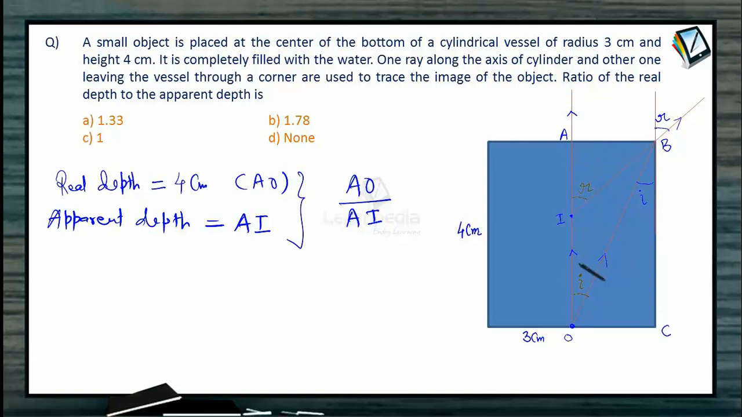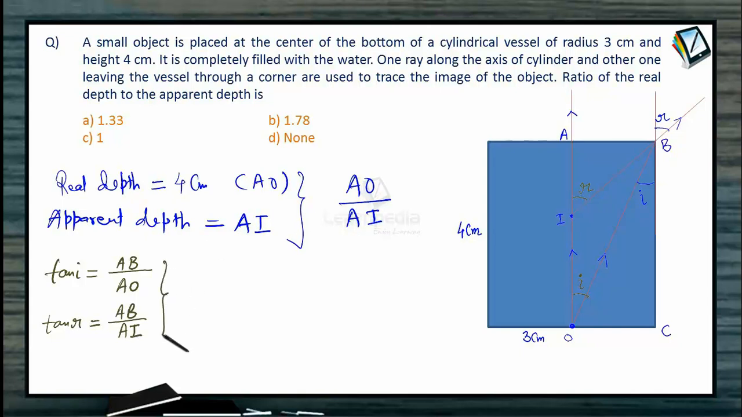Okay, so if we write, suppose tan I for this particular triangle ABO, then what will be the value of the tan I? Tan I will be what? Perpendicular, which is AB divided by base. Base is AO. Okay, tan I is AB upon AO, and in the same way tan R will be what? Tan R will be perpendicular upon base, means perpendicular is AB divided by base is AI.